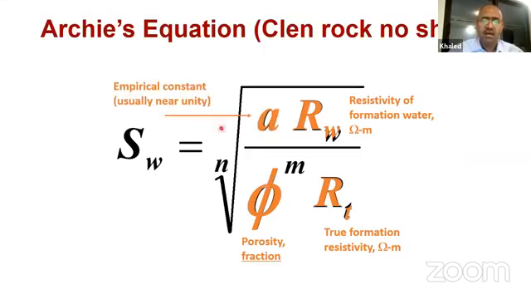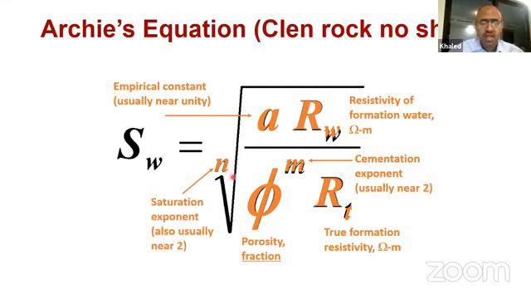A is a fitting parameter, empirical, and usually equal to 1. M is the cementation factor and usually equal to 2. And N is the saturation exponent and usually equal to 2. So in practice, we take A as 1, M as 2, and we play with N. But A, N, and M, all 3 components can be measured and estimated from cores.